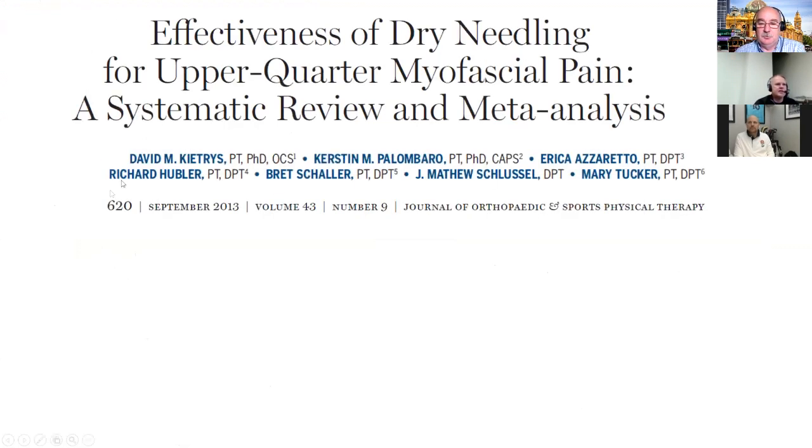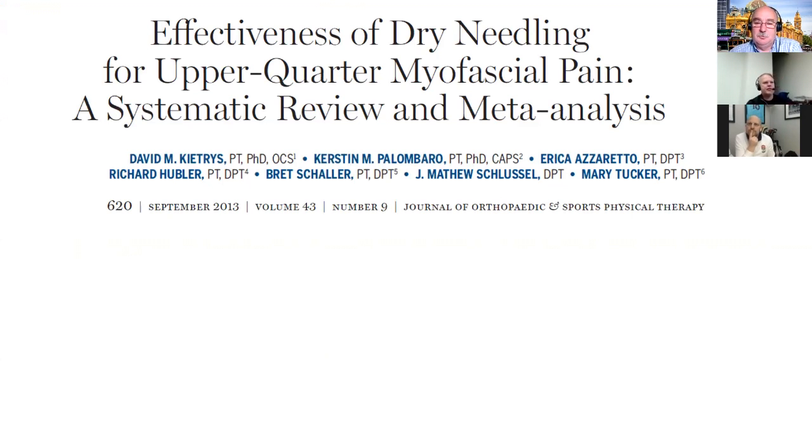But here's, count them, 7 PhDs. Who this is about, sticking needles in for pain up in this area of your body. Now, you're a rushed clinician and you say, listen, I just want to know if this stuff works. I've been hearing heaps about it. Should I go and do a weekend course on it? Should I start doing this in my practice?